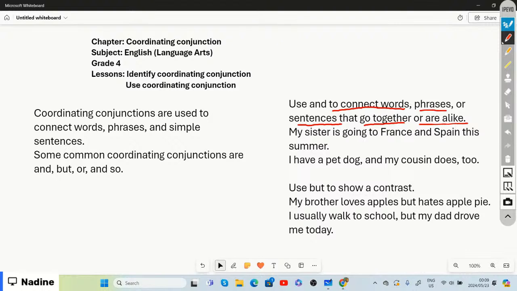And if we look at an example, it says, my sister is going to France and Spain this summer, which means that she's going to both of those places, to France and to Spain. So it goes together. I have a pet dog, and my cousin does too, which means that both my cousin and I have pet dogs.